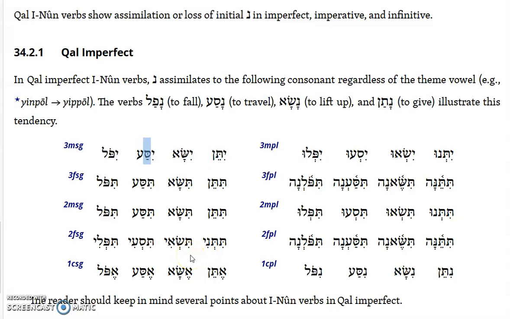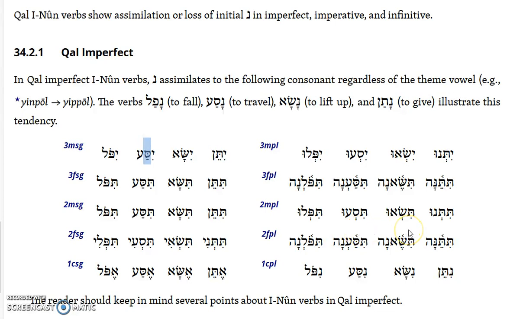So it should have been a tittēn for the second feminine singular imperfect, but instead of doubling followed by vocal shewa, when you assimilate the nun, you lose your doubling and the shewa becomes silent. You'll get that in the third common plural, no doubling. And so, again, it's going to be hard to figure these out because you're looking for that doubling to indicate an assimilated nun, but now it's gone, and you're just going to have to deduce that there must have been a nun there. Same thing in the second masculine plural.